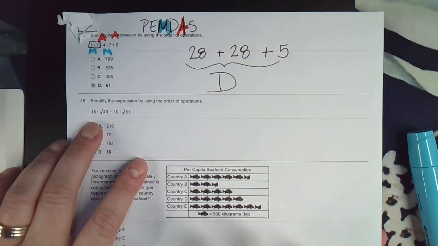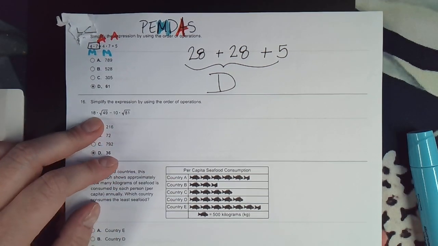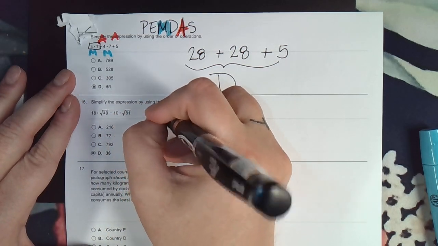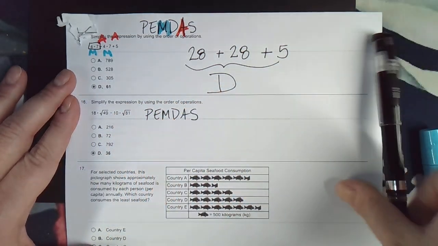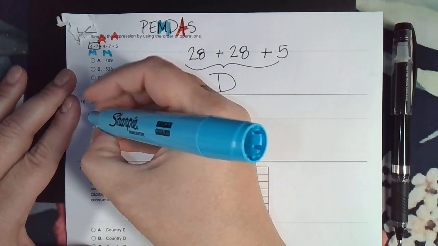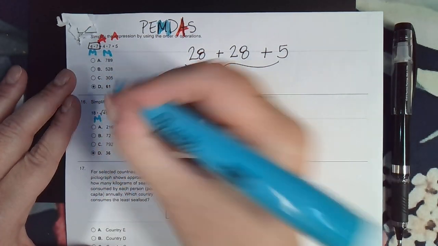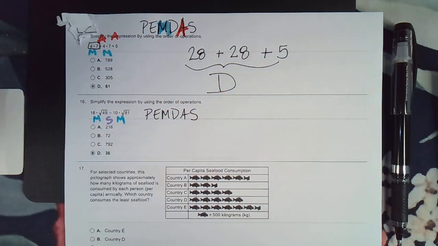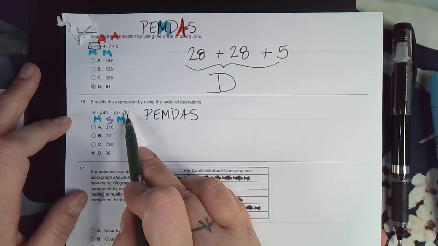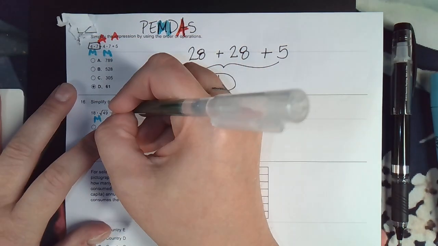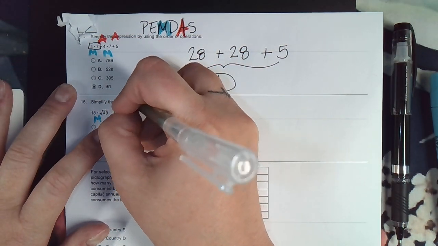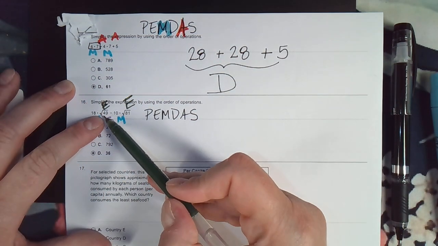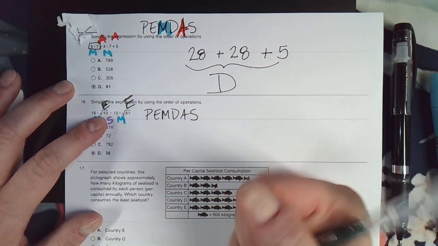Alright, let's look at number 16. It says simplify the expression by using the order of operations. Okay. We're still going to do PEMDAS. I definitely see M for multiply dot. I definitely see S for subtraction. And then you might be asking, what is that square root? The square root is actually the E. Kind of like an exponent is in the air on top of the 49. This house is in the air on top of the 49.